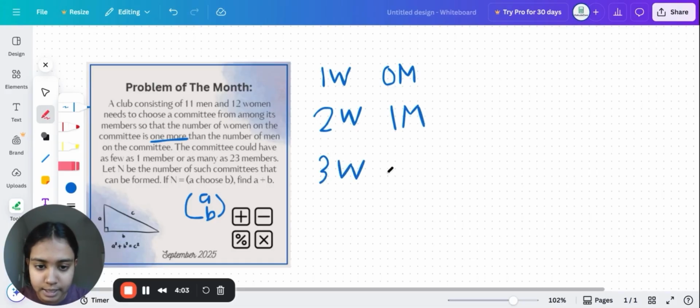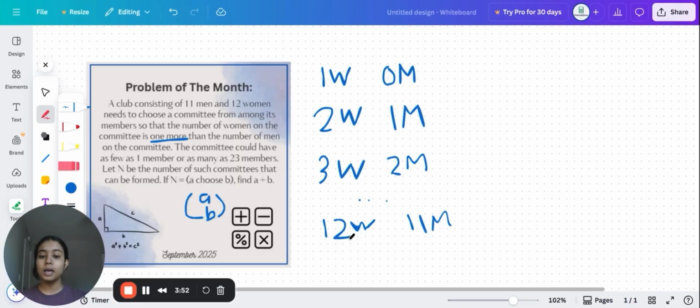We can keep moving forward with this pattern until we reach the maximum number of women, which is 12 women and 11 men. 12 women would be the maximum because if we have 13 women, that means we would have 12 men. 13 plus 12 would be 25, which is greater than our maximum, so that is not possible.